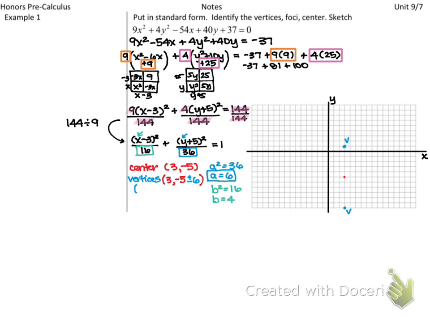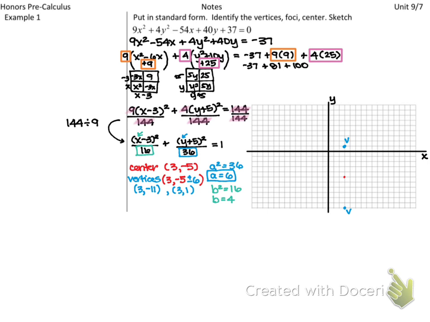Okay, well, let's do the math. So my vertices are going to be 3, -5 minus 6 is -11. And then -5 plus 6 is 1. Those are the locations for each of my vertices. But all I did was go from the center and go up and down 6.